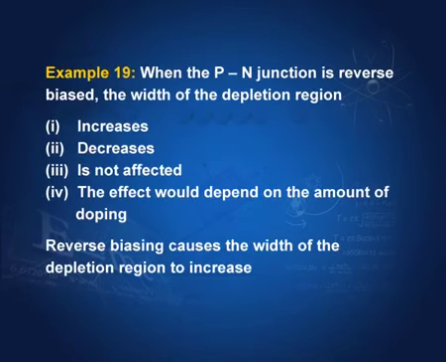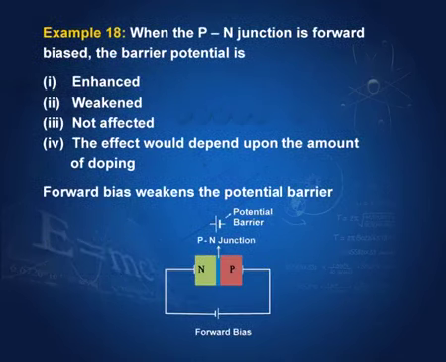What does the reverse bias mean? It means that it sucks both types of charge carriers from the crystal, and therefore, the depletion layer becomes wider as well as the potential barrier becomes higher. So, the reverse bias enhances the potential barrier.